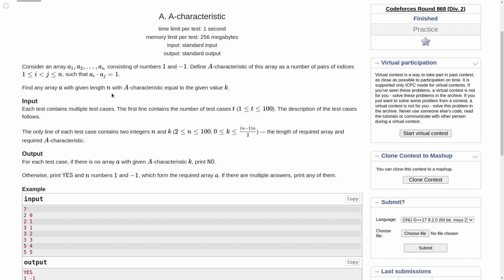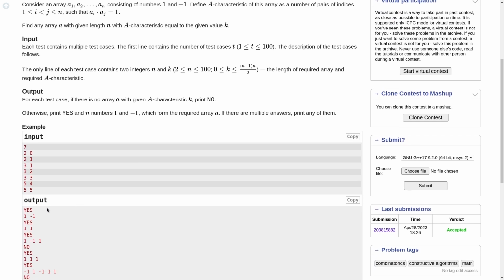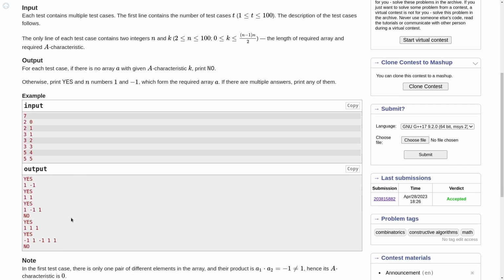So we have to tell whether with the given values n and k, there can exist an array such that there are exactly k pairs i and j such that a of i multiplied by a of j is equal to 1, right? If it is possible, then we have to print yes, and we also have to print the array, otherwise we have to print no. So let me just quickly explain what this problem says.